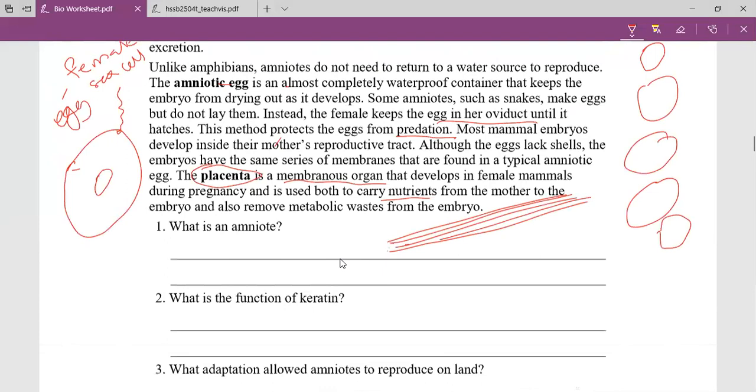What is an amniote? It's a vertebrate with a thin, tough membranous sac. Remember this: thin, tough, membranous sac.